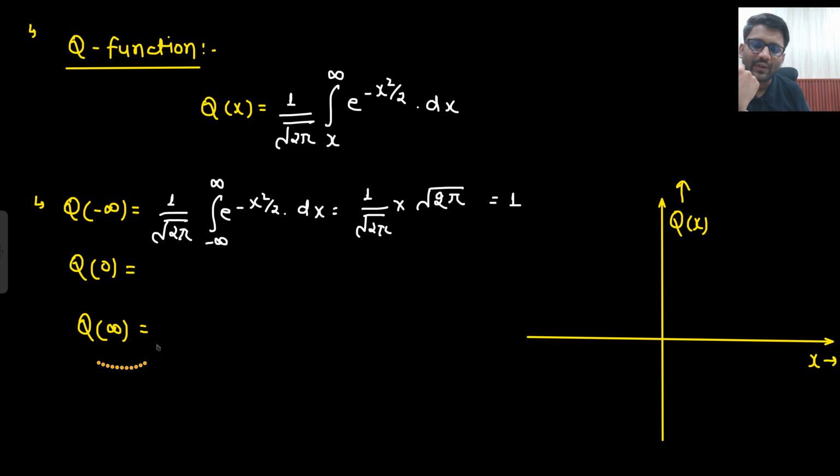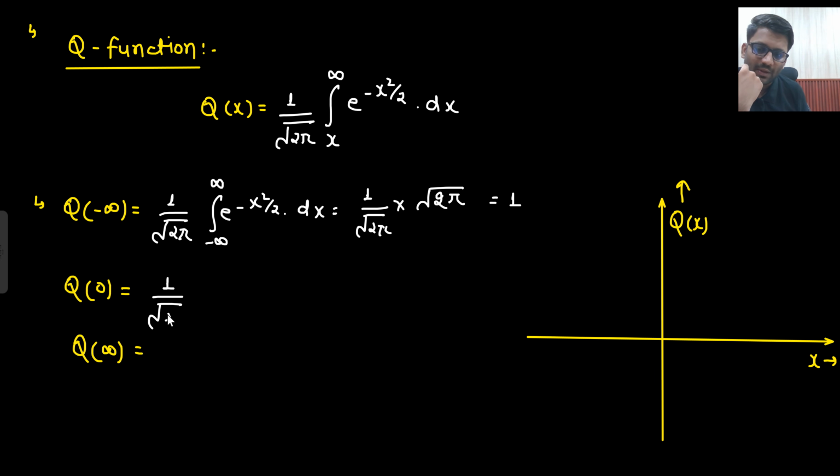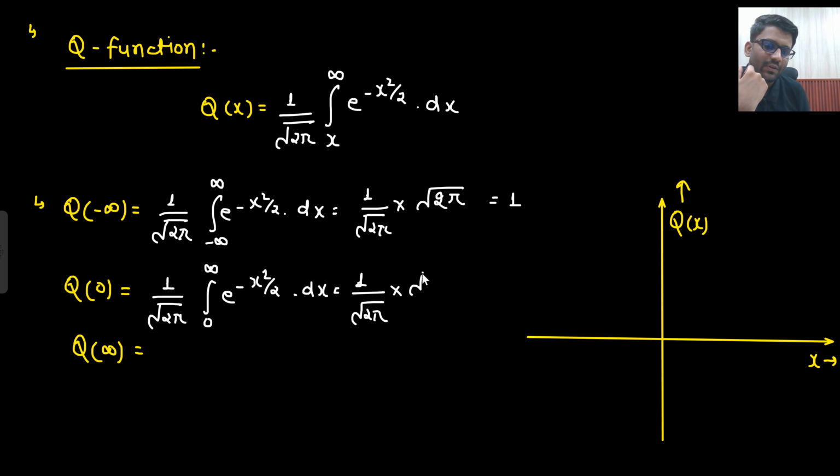What do you think will be the value of Q of 0? For Q of 0, it is 1 by under root 2 pi, integral from 0 to infinity of e to the power minus x square by 2 dx. From minus infinity to infinity it gives you under root 2 pi, but the limit is from 0 to infinity now, which means it is half. Why directly half? Because it is an even function: in place of x, if you put minus x, it is the same, so simply half. So the answer is 1 by 2. And what about Q of infinity?